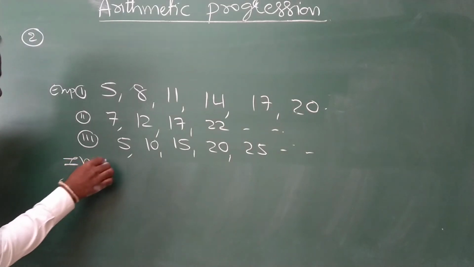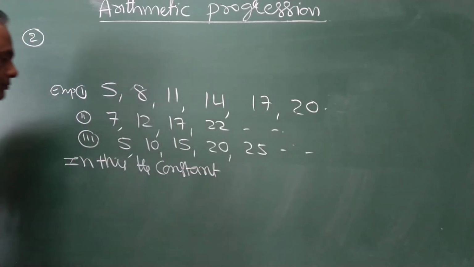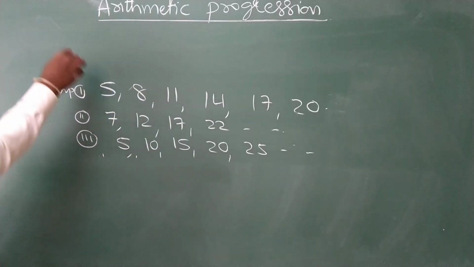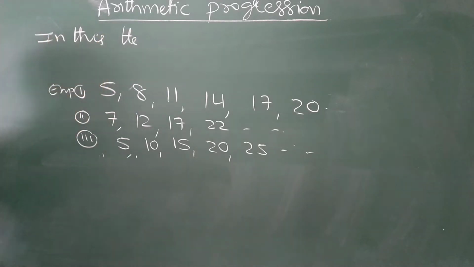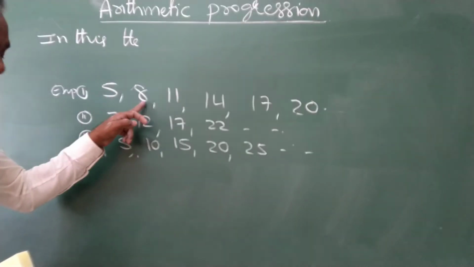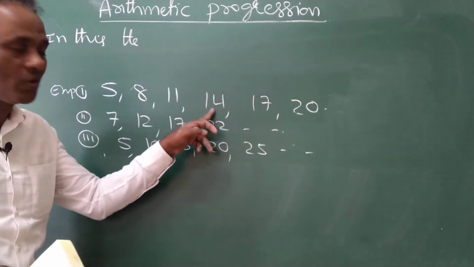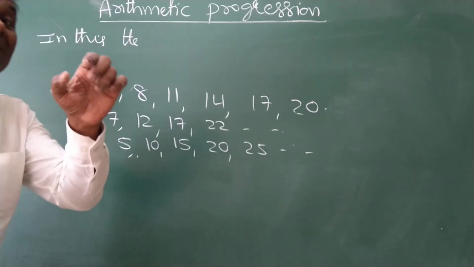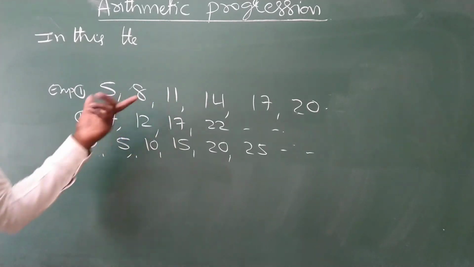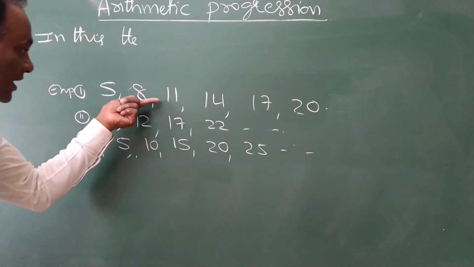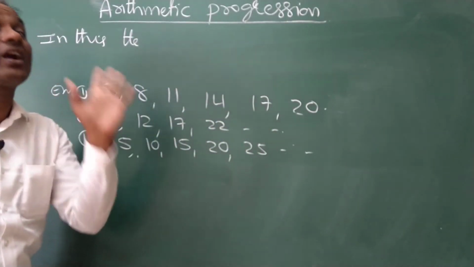Write down the continuation. In this, the constant term, I will write it. See, I just now told that something is added. How am I getting 8? 3 is added. 5 plus 3, 8. 8 plus 3, 11. 11 plus 3, 14. The 3 is added. That 3 is called the common difference. Difference, you know generally, it is not a new word. So the 3 I am adding to each term to get the next term is called the common difference.